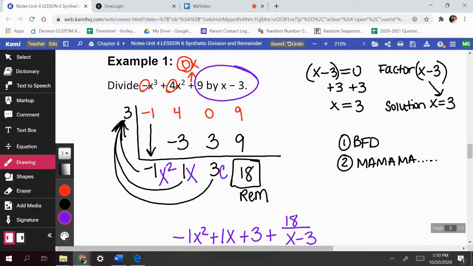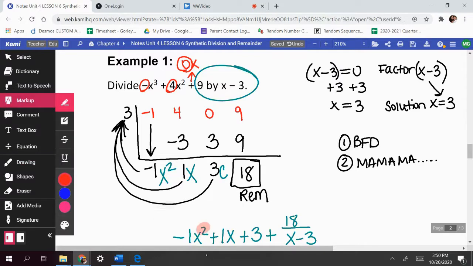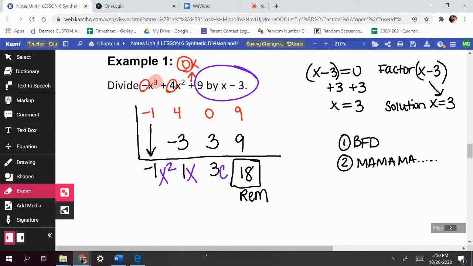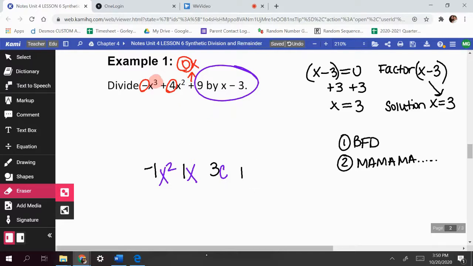Notice that the degree of my answer is always 1 less than the starting degree. My dividend was originally an x cubed expression, and my answer is an x squared expression. That's always going to be the case with synthetic division: it will be 1 less. Okay, so I'm going to erase all of this, and this time I want you to write it down.